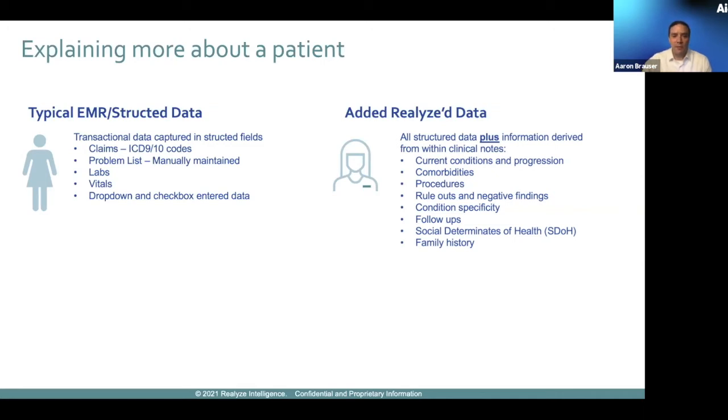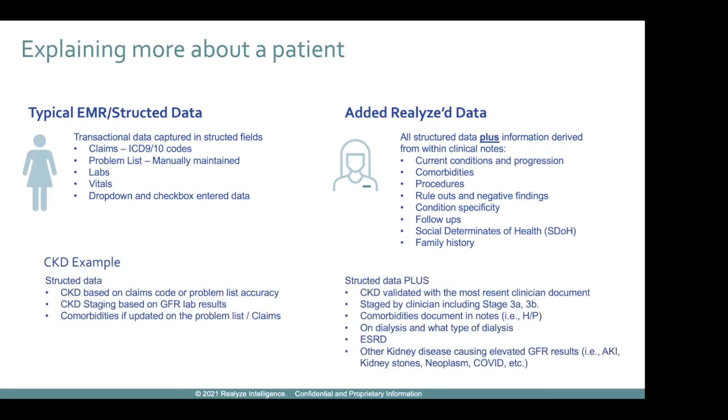And then there's even more expansive things like social determinants of health. Does the patient live alone? Are there food insecurities? This is all rich information that can put those patients into certain categories.